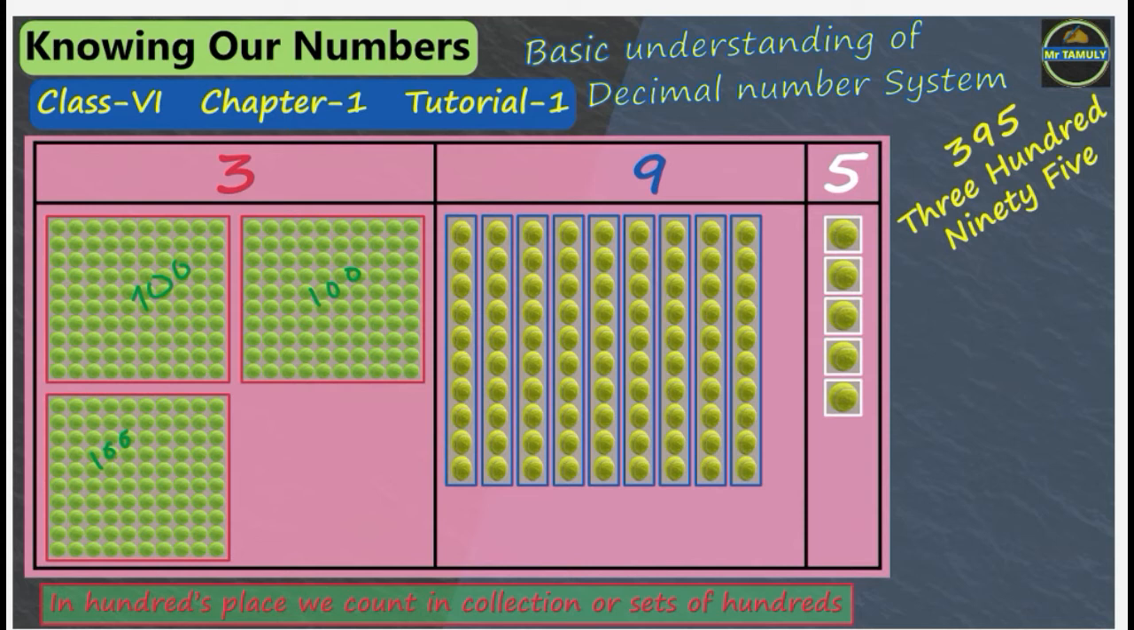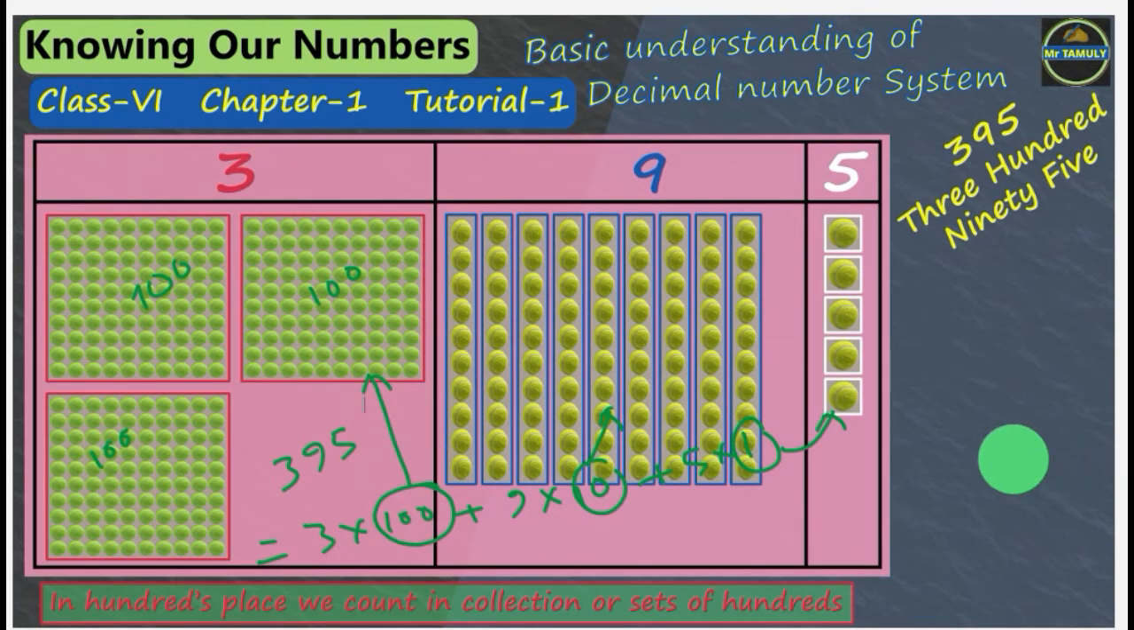So if you write the expansion of the number 395, 395 is equal to 3 into 100 plus 9 into 10 plus 5 into 1. Why do we write like this? In ones place we count in ones. In the tens place we count in sets of tens, and in the hundreds place or the third place we count in sets of hundreds.